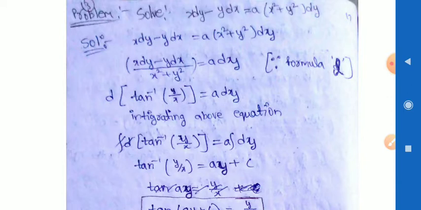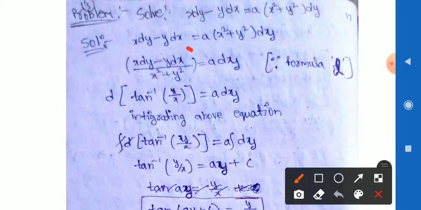Here (x dy minus y dx) by (x square plus y square) is equal to a dy. This is in the form of the formulas from a to p. Here it is formula number L.